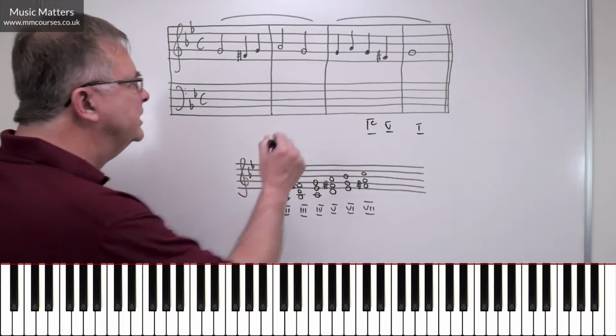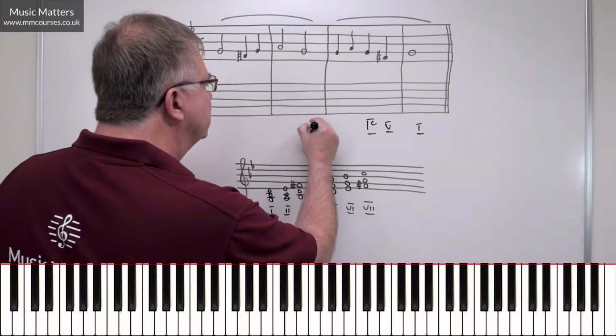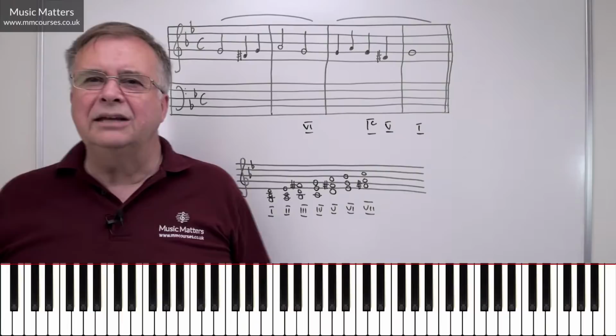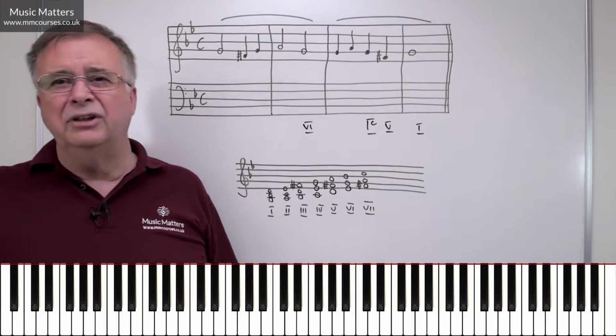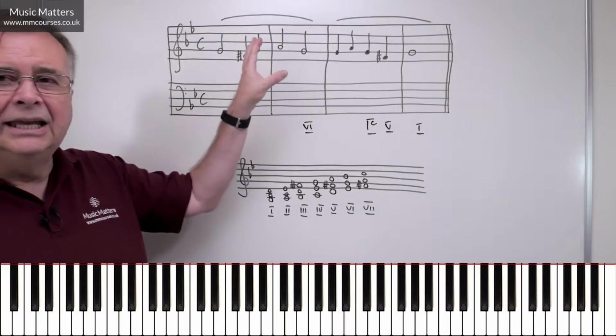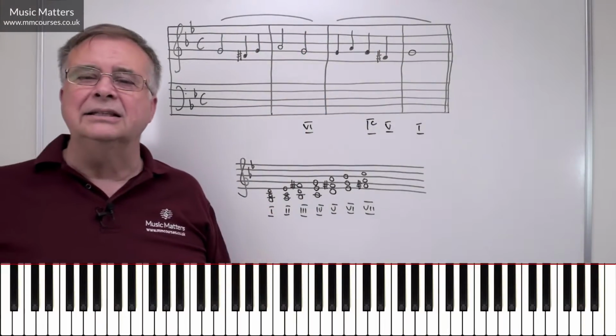Let's make a note of 6 for a moment. We can always rub this out if we don't like it later. So there's 6. Now, that throws up the possibility of an interrupted cadence. If that works, that'd be rather good, wouldn't it? We could have an interrupted cadence here, and then we could have a perfect cadence at the end.